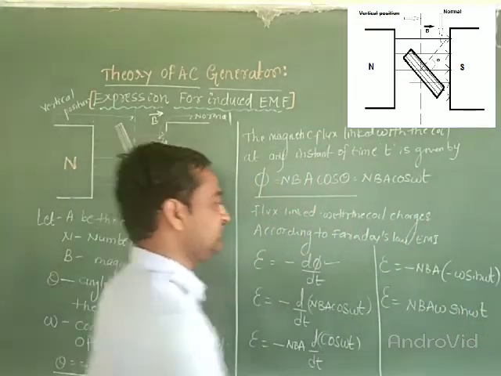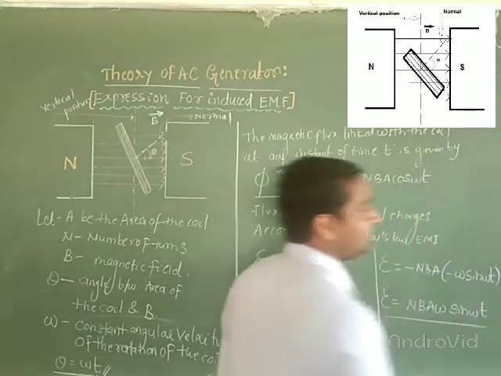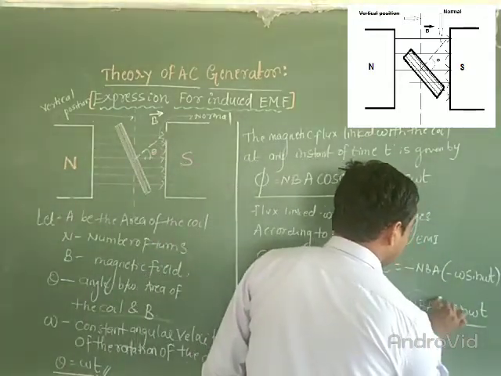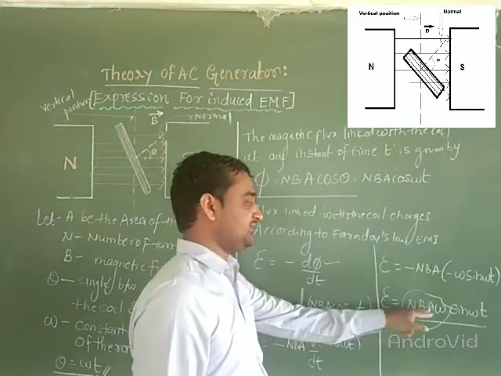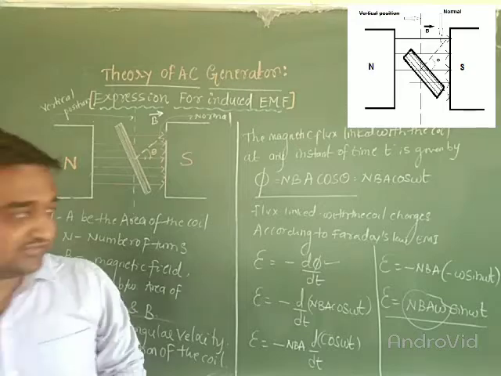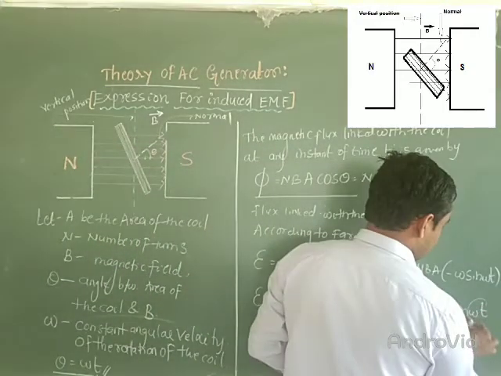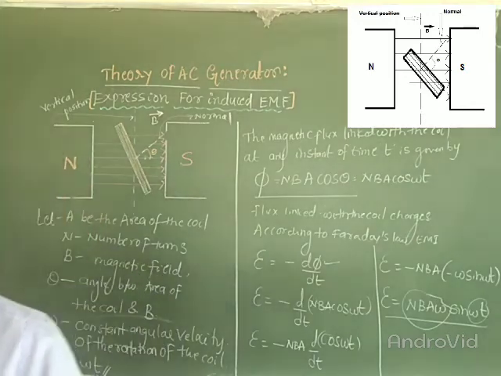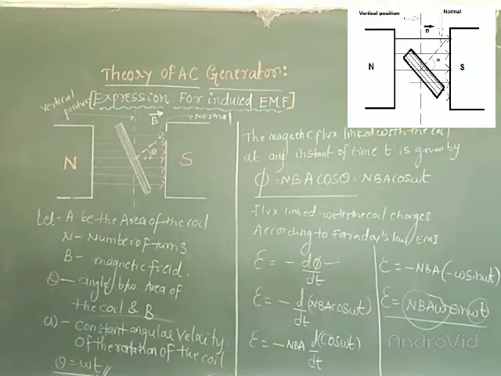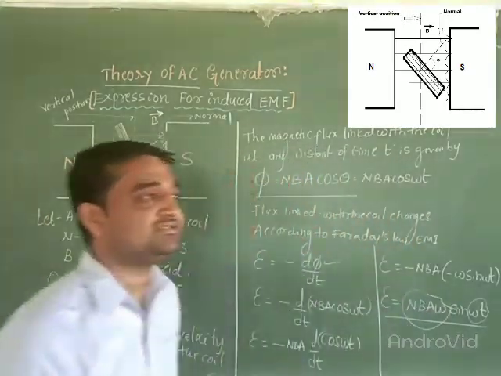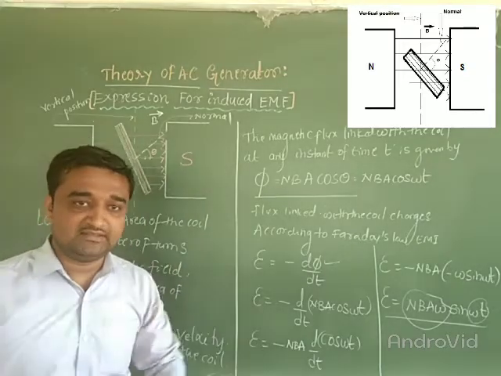Right? So this is the induced EMF in a coil. And this bracket nBAω, where n is the number of turns, B is the magnetic field, A is the area of the coil, and ω is the angular velocity. Now this value ωt changes, the theta value changes. Based on that, we have to write the value of induced EMF here. So this nBAω is called the peak value of the induced EMF.